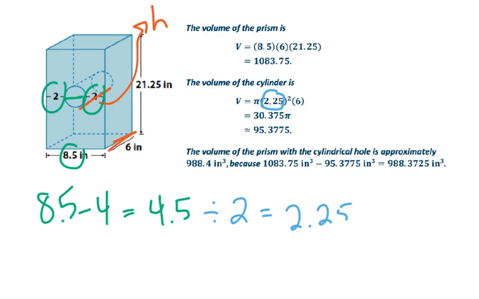Since that's the piece I'm taking out, I am going to subtract it. So I'll take the volume of the rectangular prism that we calculated up here, 1083.75, and I will subtract out this approximation that we calculated here, 95.3775, and that's going to give me an approximation, but a total of 988.3725 cubic inches.